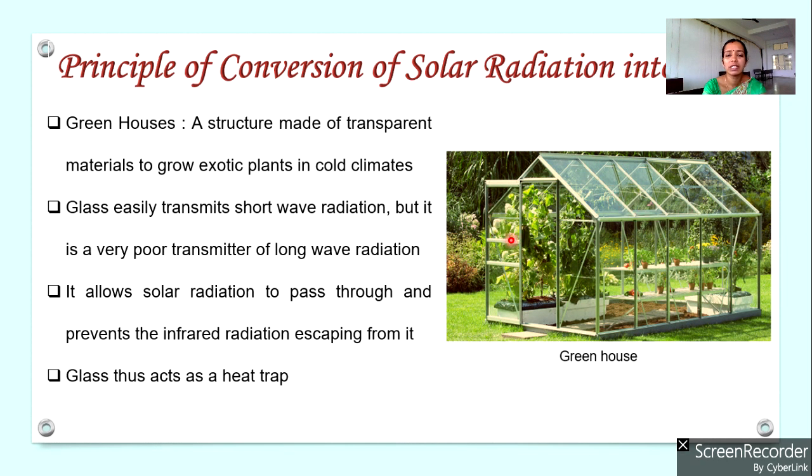So this glass will act as a heat trap. So heat cannot escape from this glass house, thus maintaining the suitable temperature required for these plants. So this is the basic principle of a greenhouse, and as this principle of heat conversion is used in greenhouses, it has got the general name greenhouse effect.